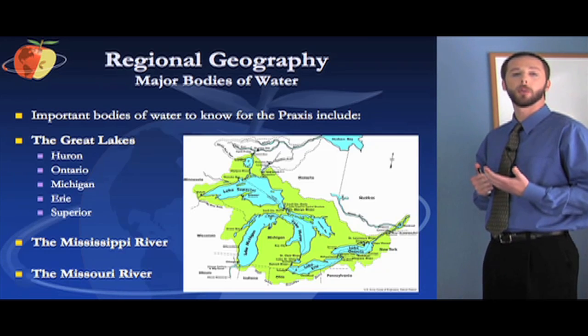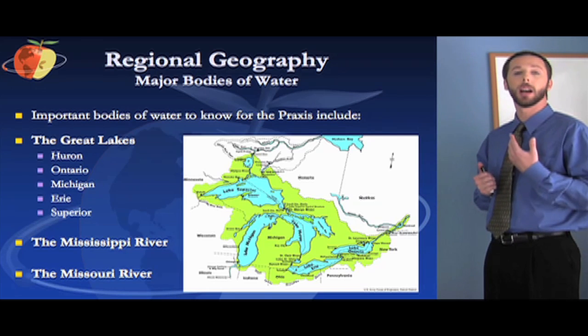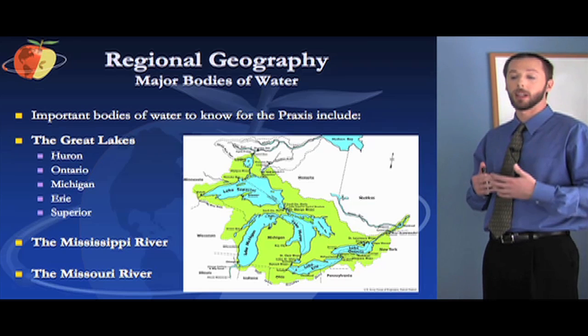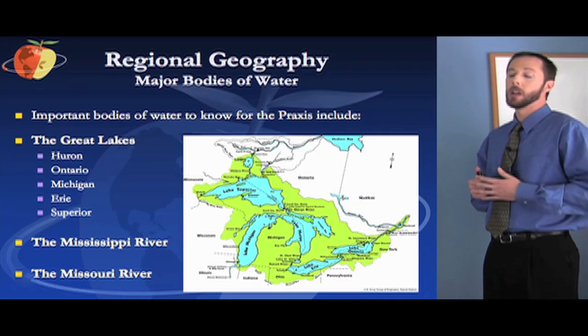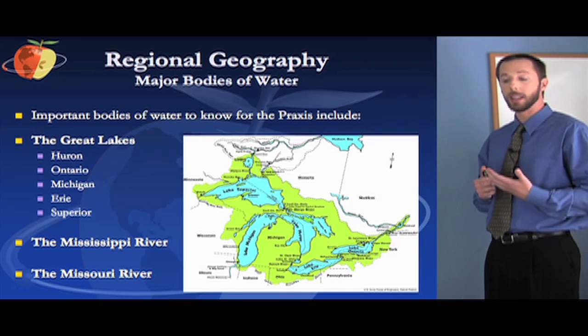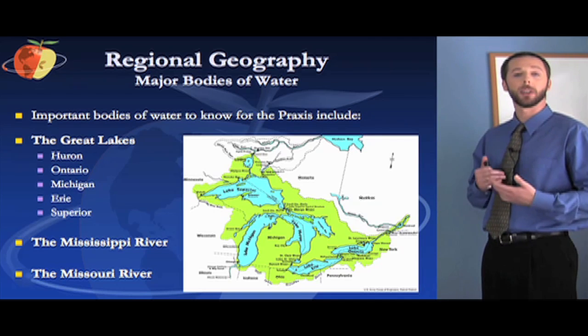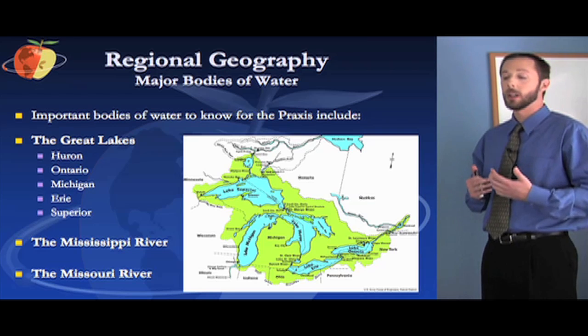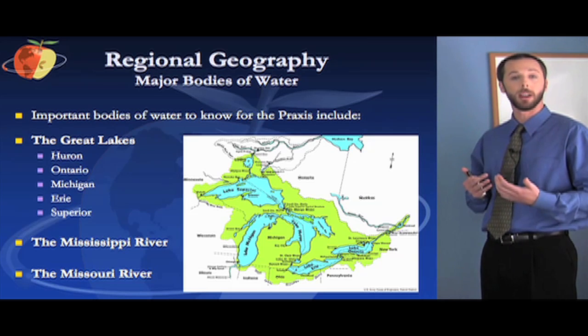They will sometimes ask questions on the test about the important bodies of water located in the United States or surrounding the United States. So the most important ones that you want to be familiar with are the Great Lakes, the Mississippi River, and the Missouri River. And you may even be asked to identify a specific Great Lake. So I'll try to give you a device to help you remember the names of the Great Lakes and generally where they're located.